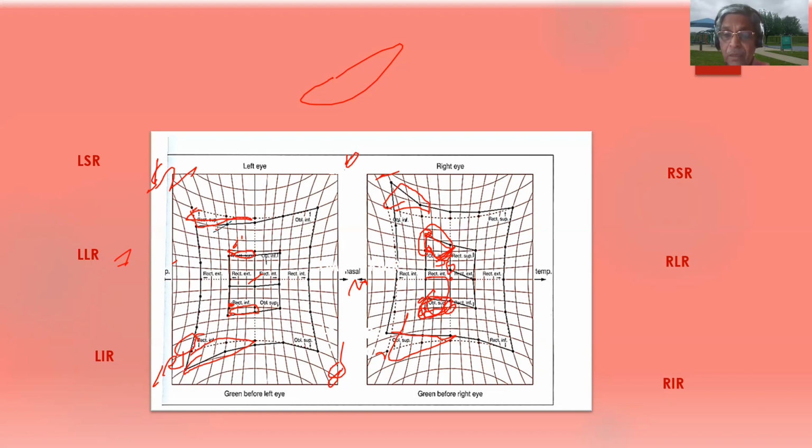But I told you what? Always remember the small squares, the underacting squares, are very important for us. I already told you, underacting squares are important for us.